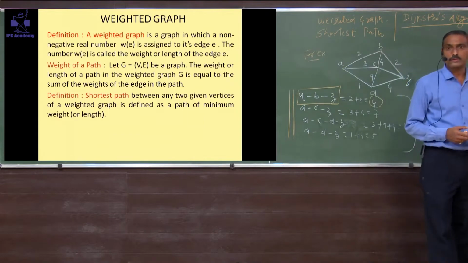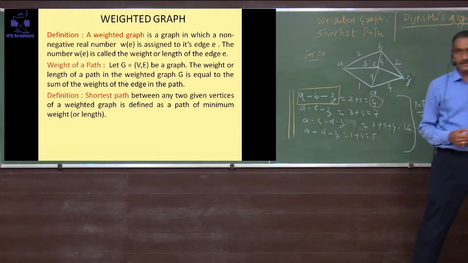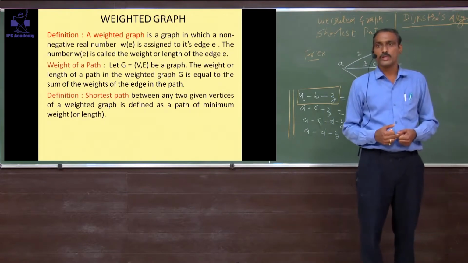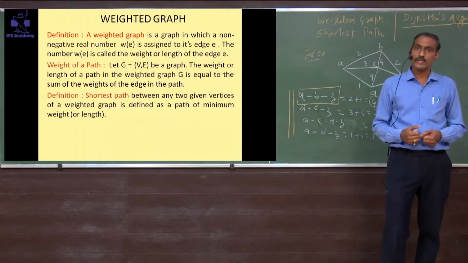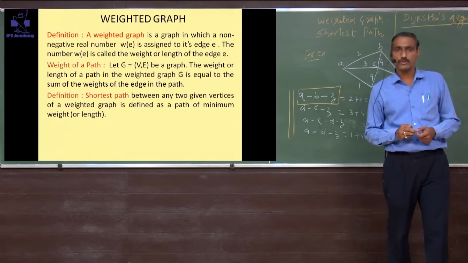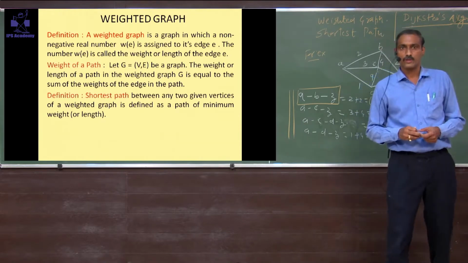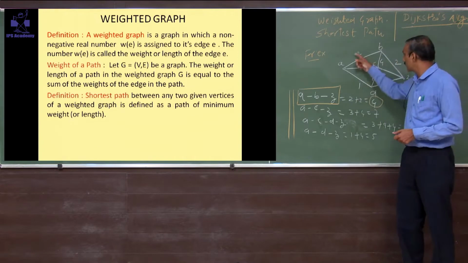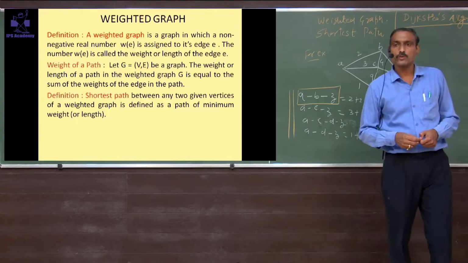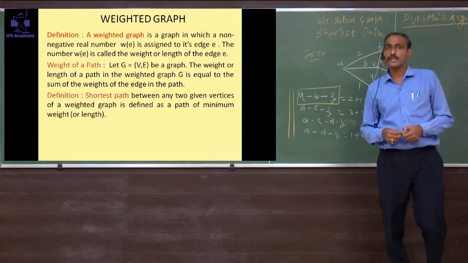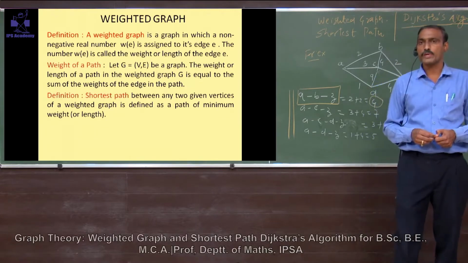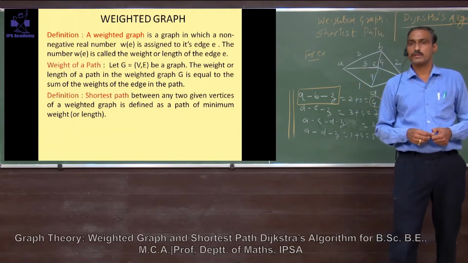When the graph is very large, how do we find the shortest path between two vertices? Then we use Dijkstra algorithm. This is the most important application of graph theory, to find the shortest path using Dijkstra algorithm. Now we discuss this weighted graph. What is the weight of a path? Let G equal (V, E) be a graph. The weight or length of a path in the weighted graph G is equal to the sum of the weights of the edges in the path.